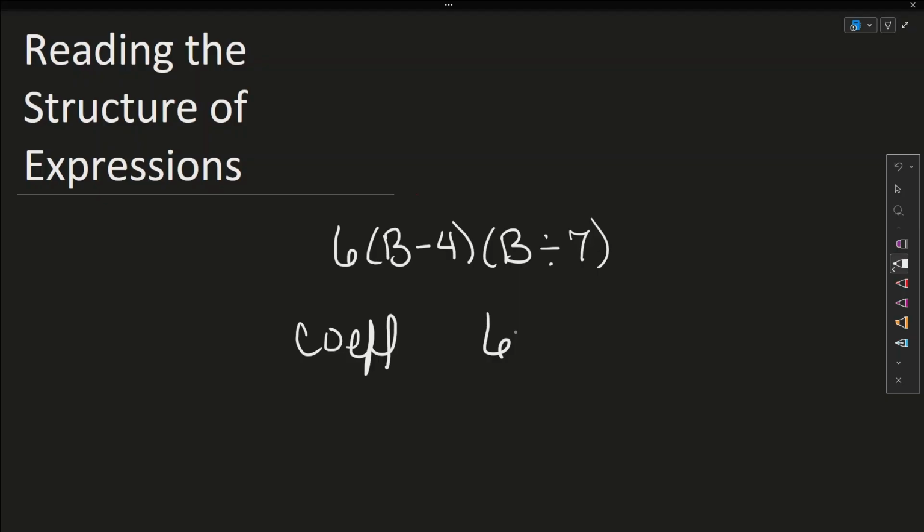The big idea here is that terms are the main parts separated by addition or subtraction, and coefficients are the numbers multiplying the rest of the term. Learning to describe structure helps us understand expressions more deeply.